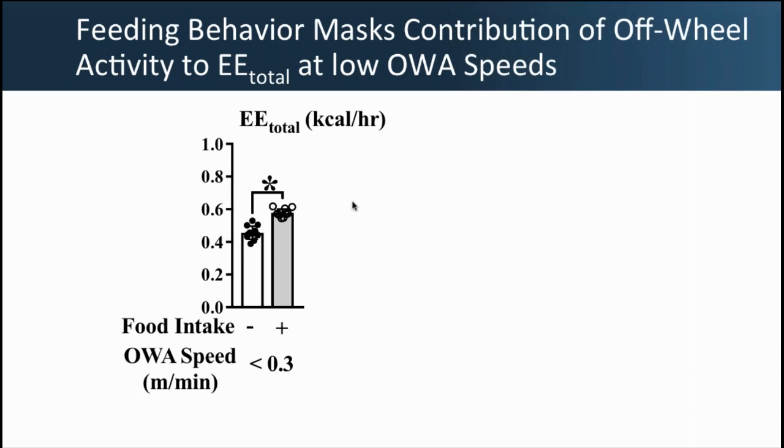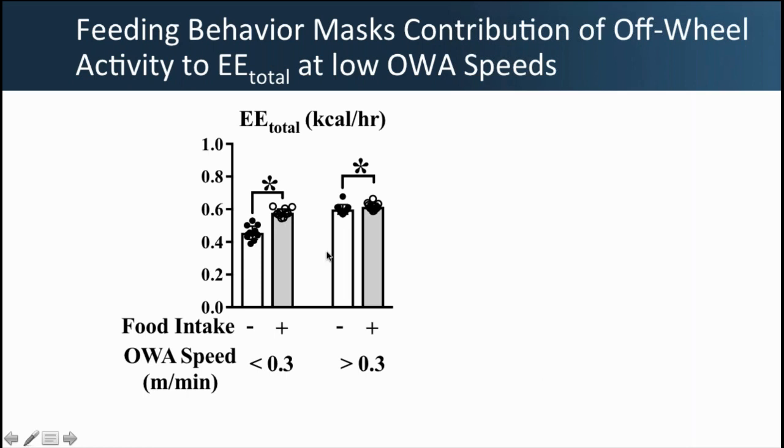And so what we found was if mice were eating food at these low rates of activity, it was a pretty major contributor to their energy expenditure, about a 30% increase. By contrast, if we do the same comparison when mice are moving above 0.3 meters per minute, there's still a statistical increase because of the paired comparison that we're using, but this is about a 3% increase in their energy expenditure.